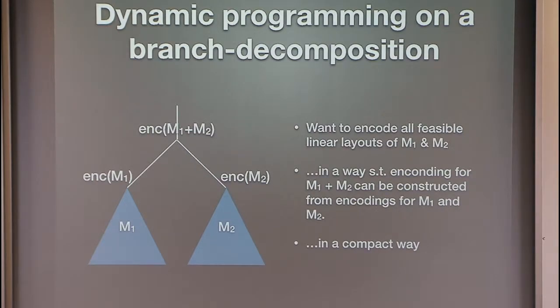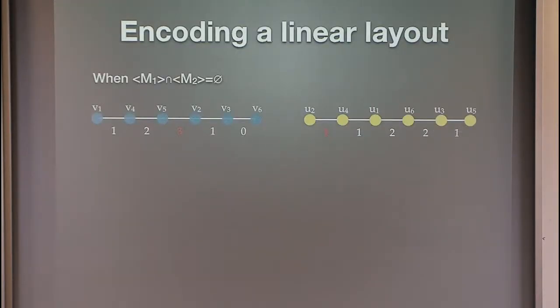So we do dynamic programming on the branch decomposition. In order to do this, we want to make an encoding of all possible solutions in a way which is compact, so that it's compatible with FPT running time. And you can actually construct the encoding of a bigger set from the encoding of the smaller sets. That's what we want to do. So I'll just try to convey the feel of how to create the encoding.